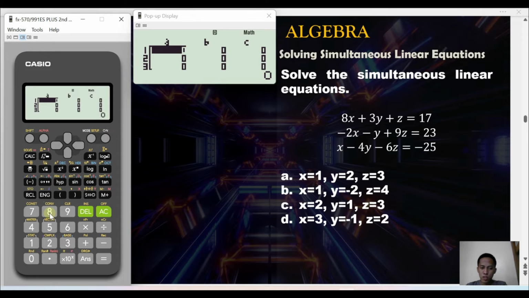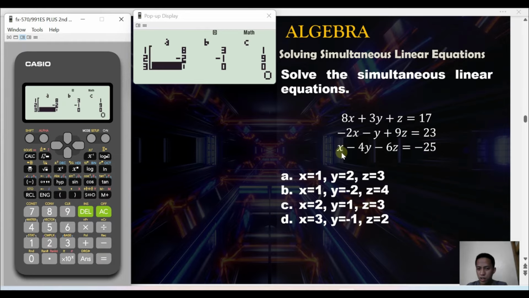So for the first equation, yung coefficient ng x is 8 equals. Yung coefficient ng y is 3. Coefficient ng z, that is 1. Z lang siya. So the constant is 17 equals. So for the second equation, that is for x, negative 2. And we have for y, that is negative 1. And for the coefficient of z, that is 9 kasi 9z siya. So 9. For the constant, we have 23.